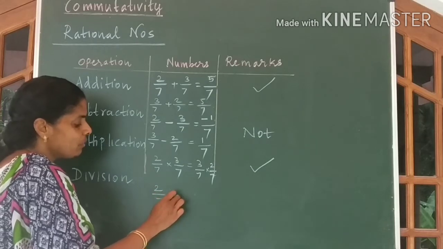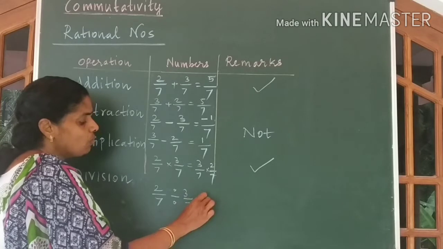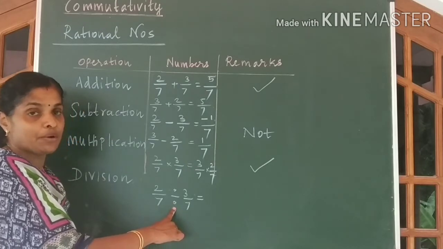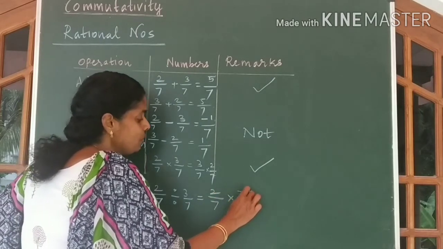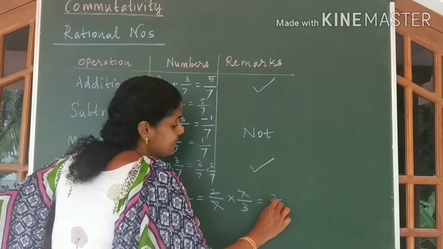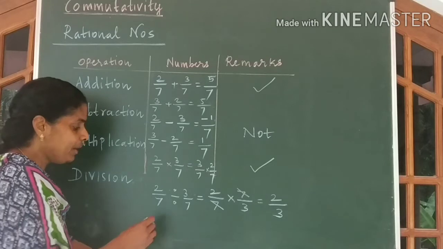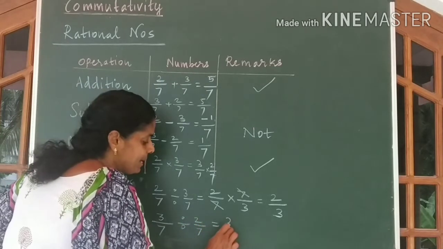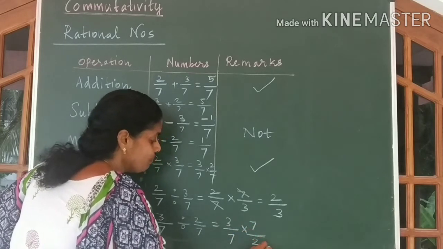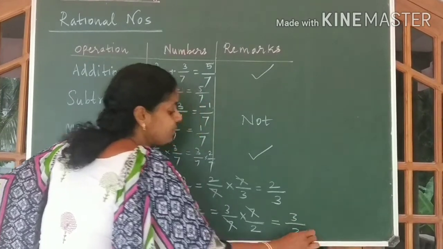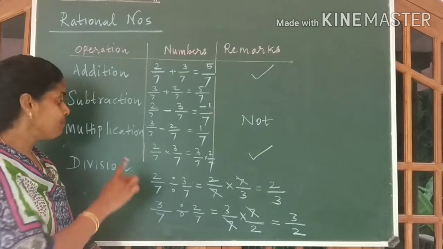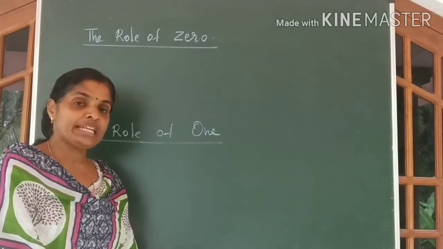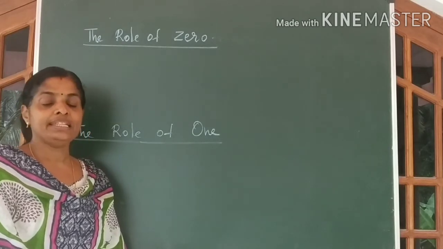What about division? Take the same two numbers, 2/7 divided by 3/7. What is the answer here? Whenever you divide, we multiply with the reciprocal. So we get 2/7 into 7/3. 7 and 7 cancel. You get 2/3 as the answer. Now let us divide 3/7 by 2/7. 3/7 into 7/2. 7 and 7 cancel. You get 3/2. Here you are getting two different answers. So division is not commutative in the case of rational numbers. Children, in our next class, we will discuss the next property, that is the associative property.